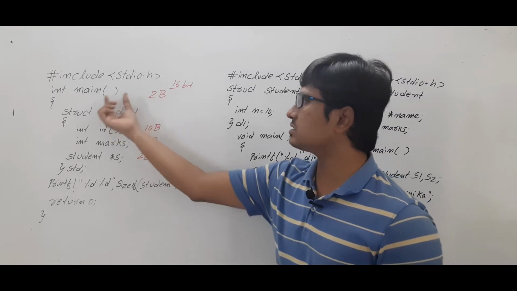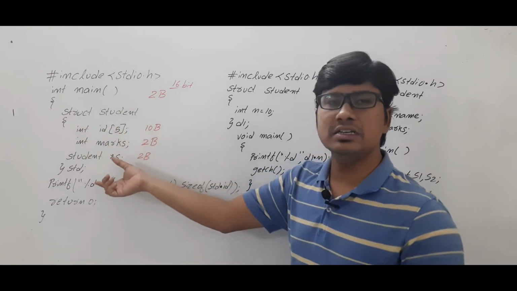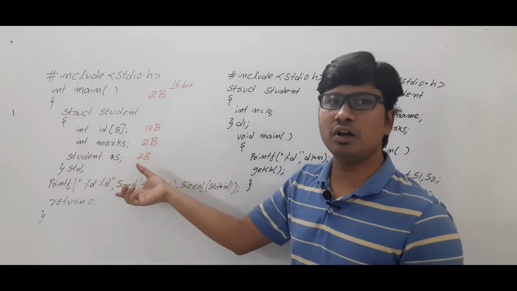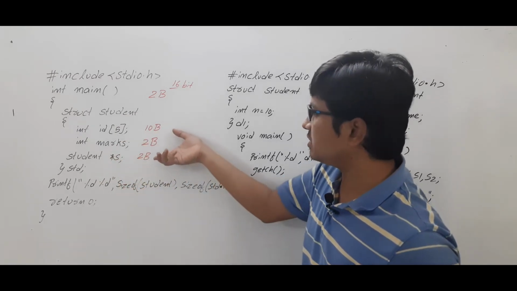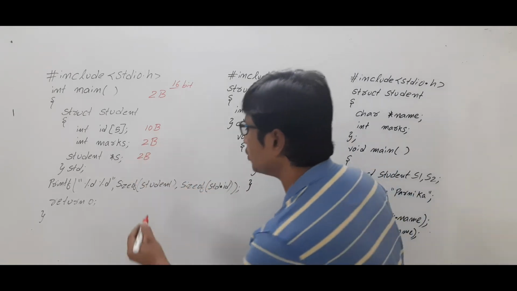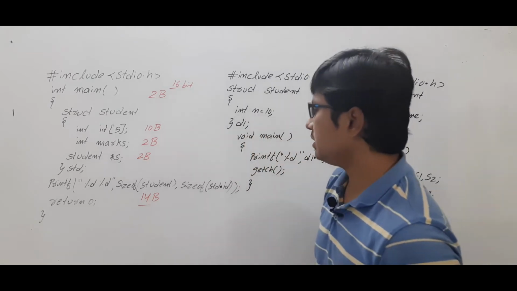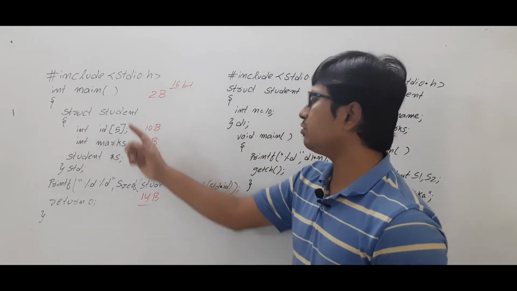Now they are asking the size of this structure. The size of the structure is nothing but the summation of the sizes of all the members in the structure, which is 10 plus 2 plus 2, which will be 14 bytes. Is it clear?